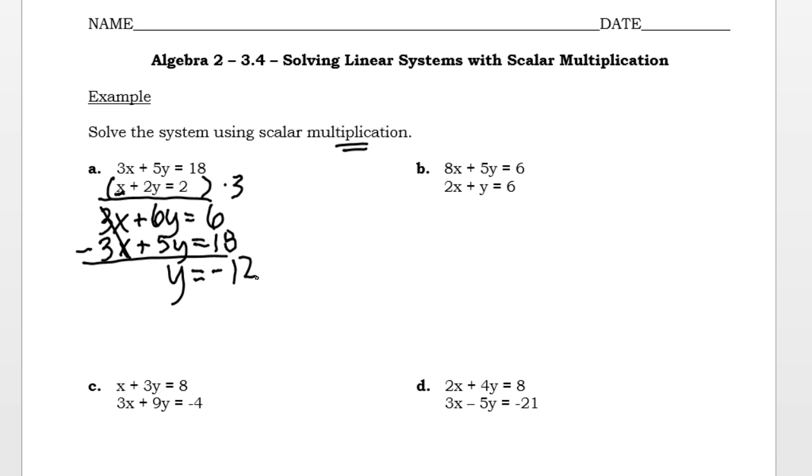I have y. I can sub y back in to get x. 3x plus 5 times negative 12. That's not negative 12. Is that a positive 18 or a negative 18? I'm going nuts. Ah! That is 12.